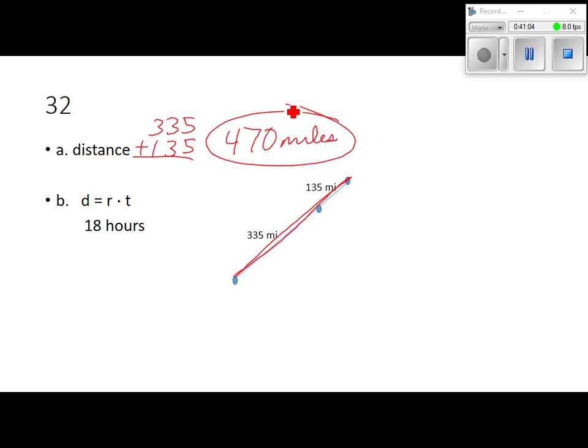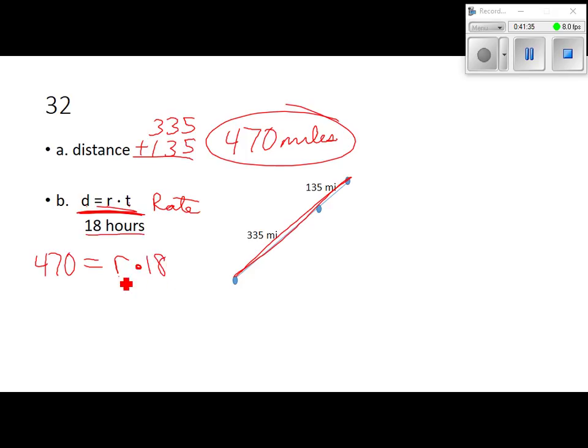Part B, a lot of you got credit for it because I kept screwing up the formula here. Distance equals rate times time. We know the distance and we know the time. We don't know the rate. That's what we're looking for. We're trying to find how fast the ship was going as it was traveling. So we put in the distance, which is 470. We don't know the rate, so it's R. We put in the time, which they told us was 18 hours.